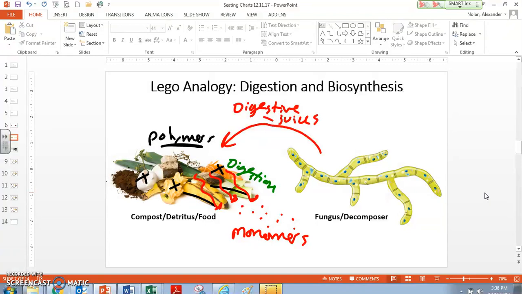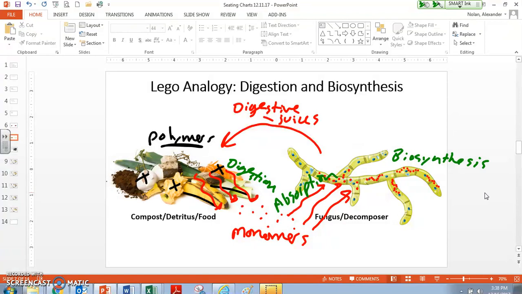And now we have those monomers getting absorbed. So that's absorption into the fungus. They're getting sucked up into that decomposer, into those cells. And now that the monomers are here inside our decomposer, that decomposer is free to build them into larger molecules like proteins and fats and starches. And so that process of being able to do that would be biosynthesis.